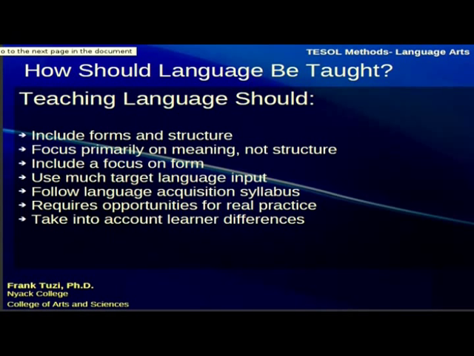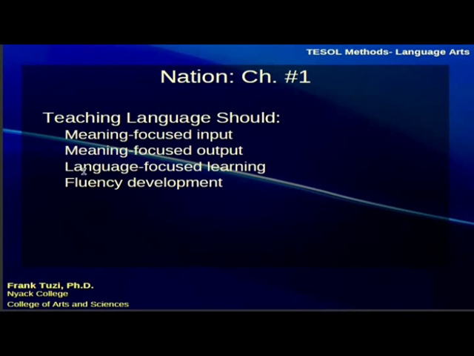How should language be taught? If we go back to the earlier four components: meaning focused input, meaning focused output, form, and fluency, you're going to see that there are a lot of things that overlap here. Again, how should languages be taught? Well, they should include form and structure. This is point number 3 in the earlier element here. We should focus on form and structure. Language-focused learning, that's what that is.